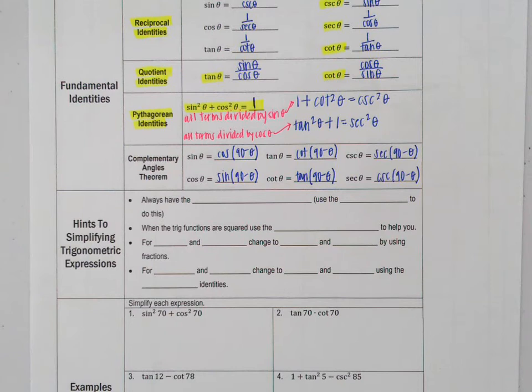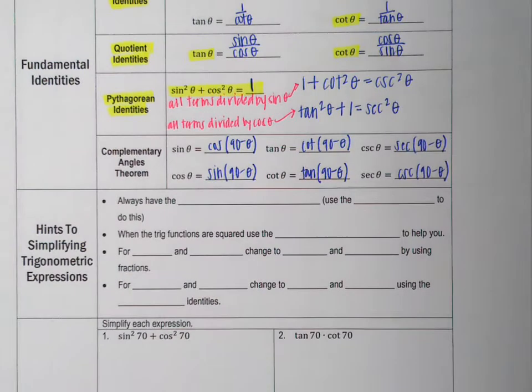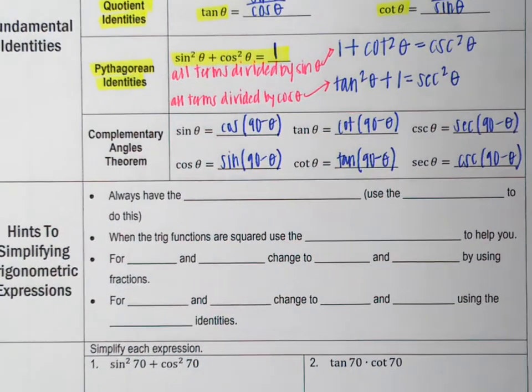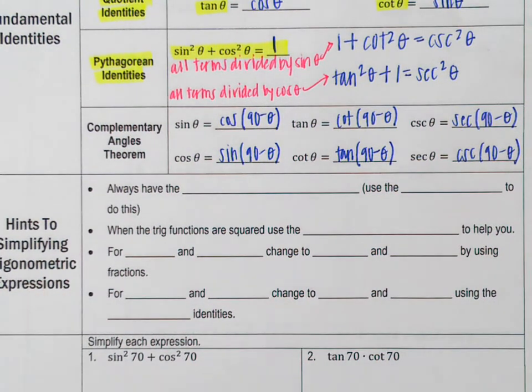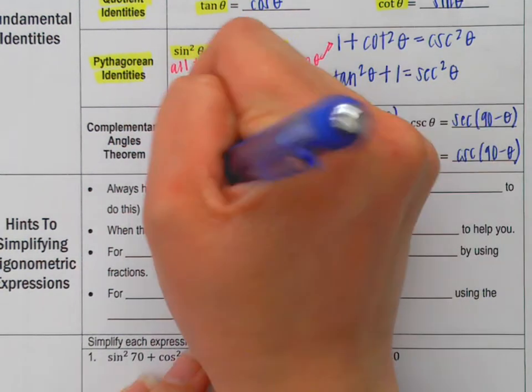It is something that's super important. We use it a lot. So here are some of my hints to simplifying trigonometric expressions. And this goes for the long haul. I still follow this when I'm doing the more challenging problems. The first thing I do is I always make sure I have the same angle measure.